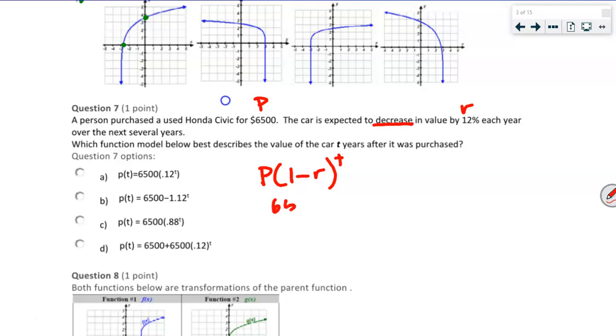So this is going to be 6,500 times 1 minus 0.12. Remember, we have to change that into a decimal, so we're going to divide it by 100, okay? So this is going to be 6,500 times 0.88 to the t power, which is that one right there.